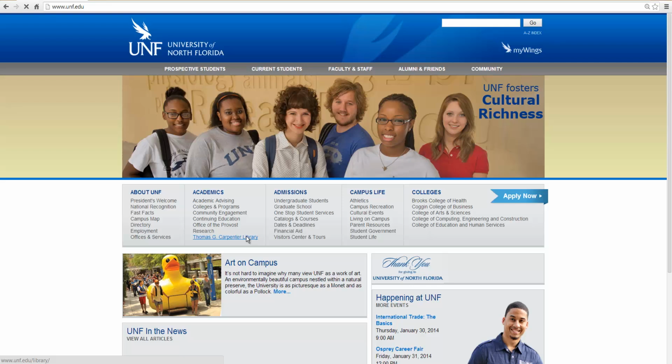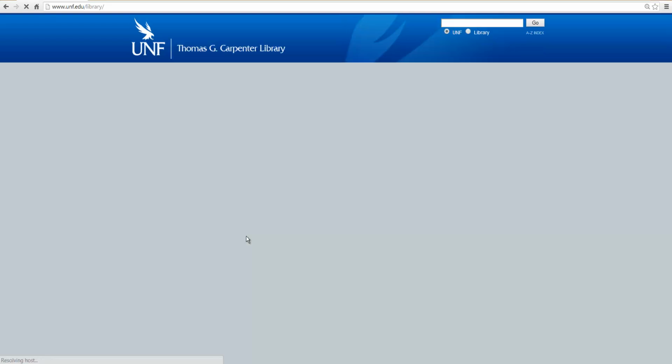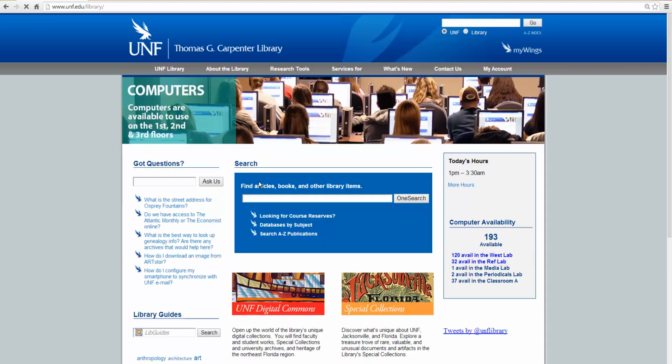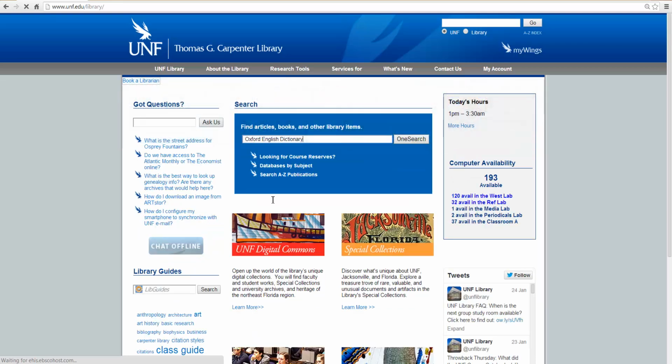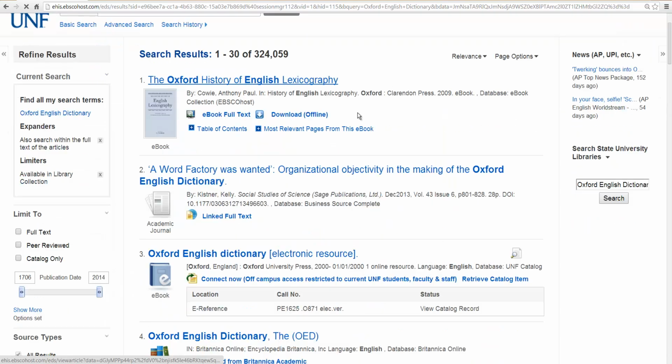Here you can access the university's library website to access any of the materials that it maintains and makes available to you. Once here in our one search bar, we can type in the name of the text we're looking for. For our purposes here, it's the Oxford English Dictionary. We'll be returned a set of results in the subsequent page. And here we want to click on the third one, the Oxford English Dictionary Electronic Resource.